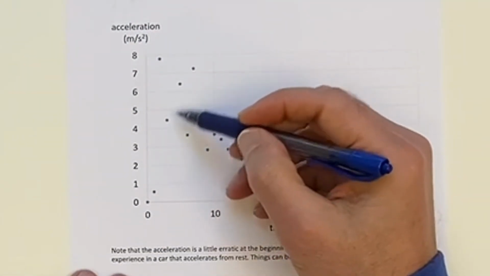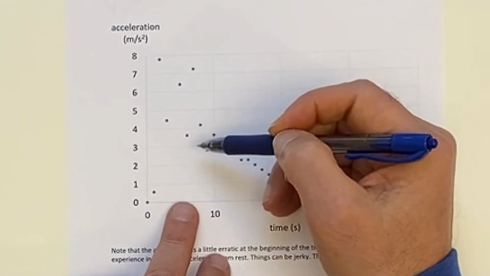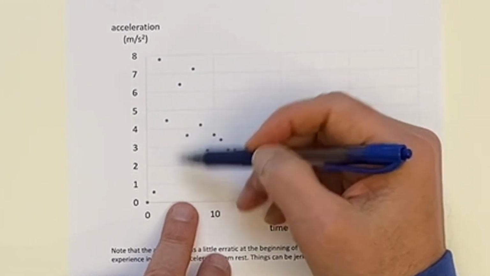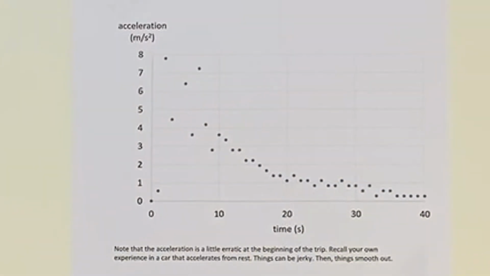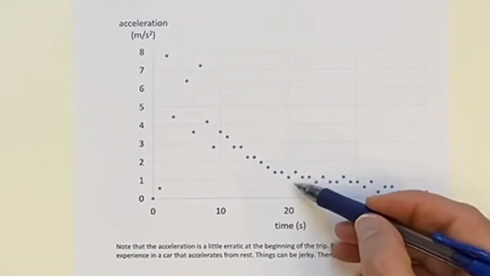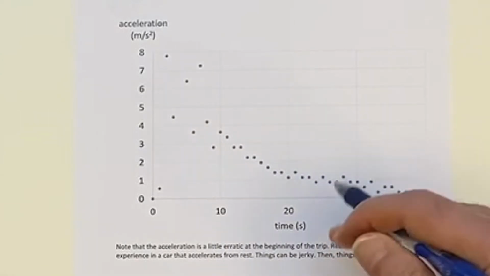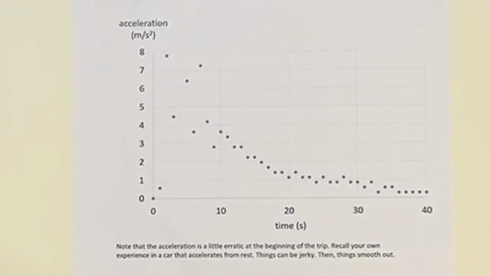Notice it's a little bit jerky at the beginning. Have you ever been in a car that's accelerating from rest and it's a little jerky in the beginning, then it kind of smooths out as you go? You might have some more jerks when you switch gears, for example.